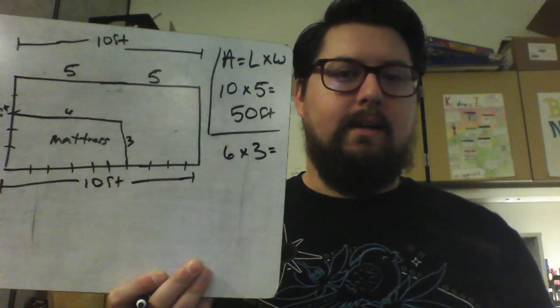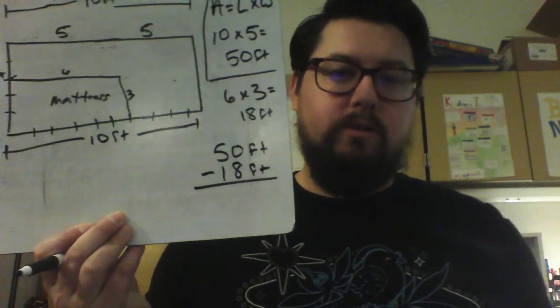Let's find the area of the mattress. The length is 6. The width is 3. The area of the mattress is 6 times 3. Let's count up by 3s. 3, 6, 9, 12, 15, 18. The area of the mattress is 18 feet.